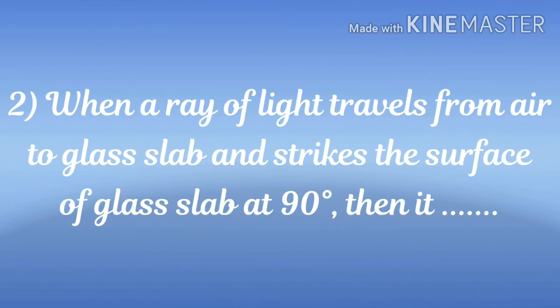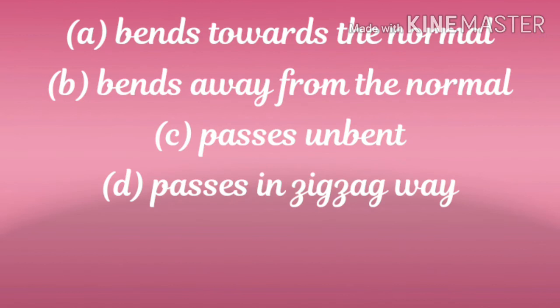2. When a ray of light travels from air to glass slab and strikes the surface of glass slab at 90 degree, then it dash, and the options are A. Bends toward the normal, B. Bends away from the normal, C. Passes unbent, and D. Passes in zigzag way. And the correct answer is option C. Passes unbent.